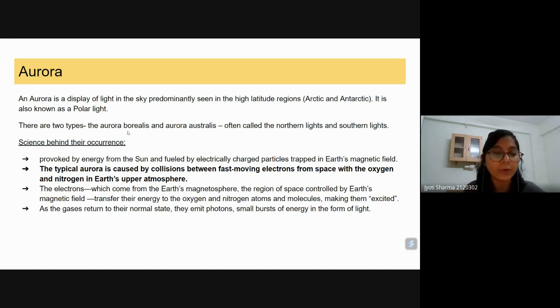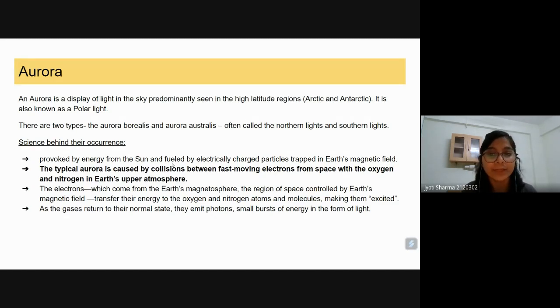You can relate it to the boreal forest, because boreal forests are present in the higher northern latitudes. So this is in the northern latitude, and this is related to Australia, Australis. So here it is, this display of light will happen in the southern hemisphere. And what's the science behind their occurrence? Why is there a display of light in the sky?